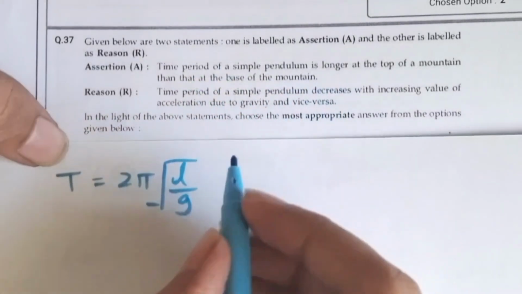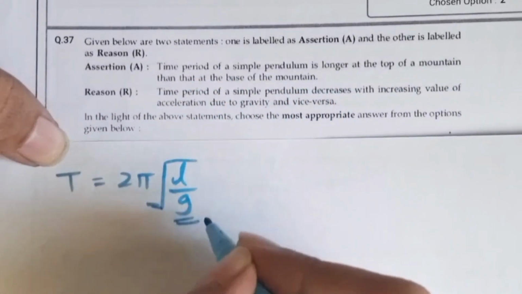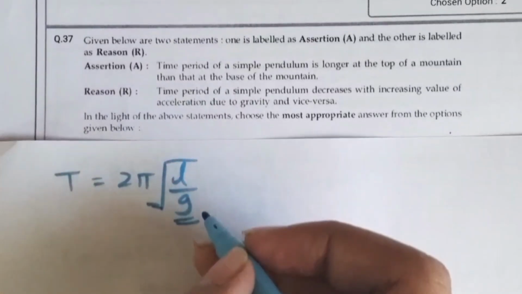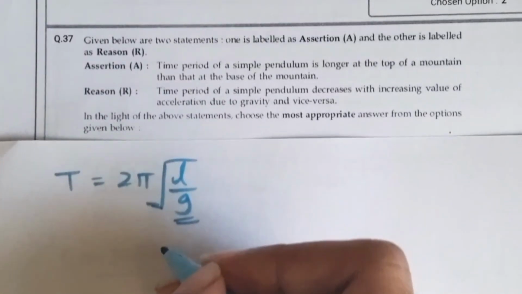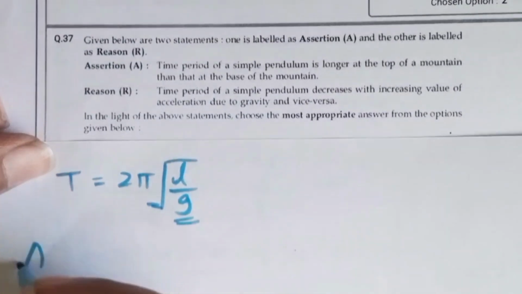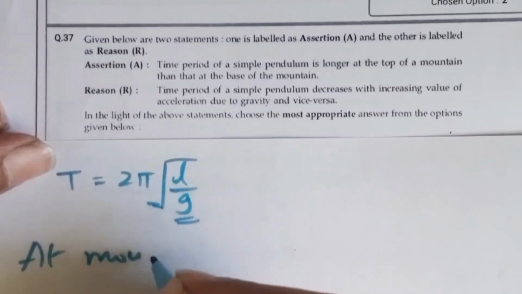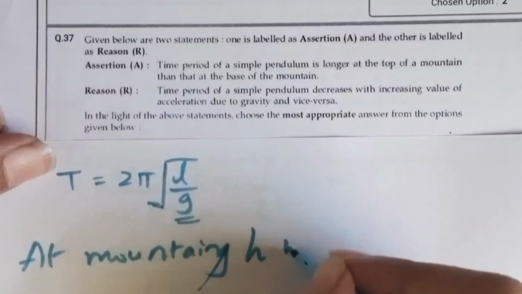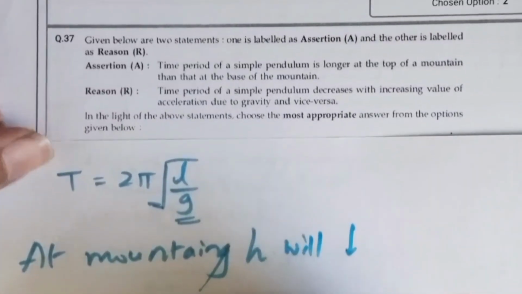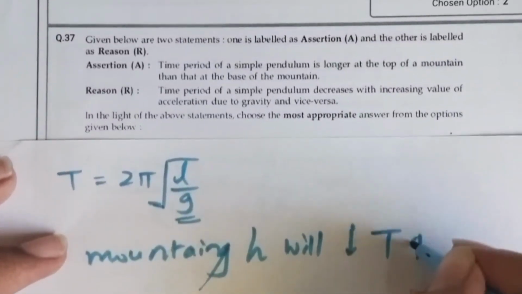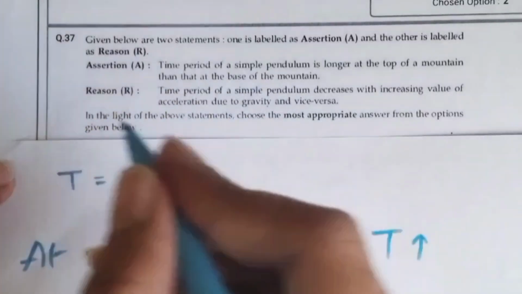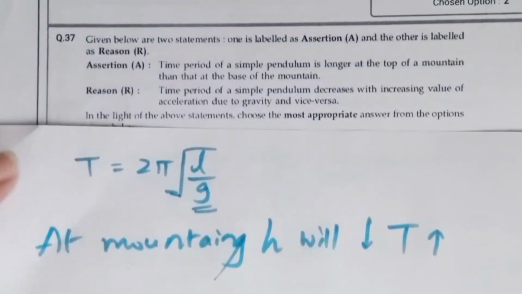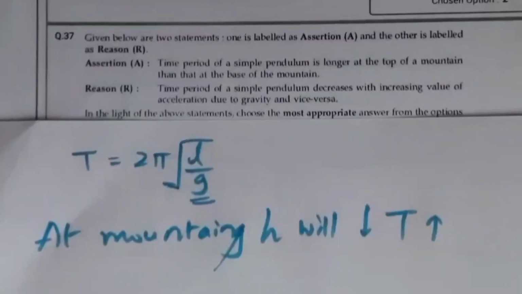The time period is longer when gravitational acceleration is decreasing. At a mountain, what happens is g will decrease. So the time period of a simple pendulum will increase. So the assertion is right. So let us see, is the reason correct or not.